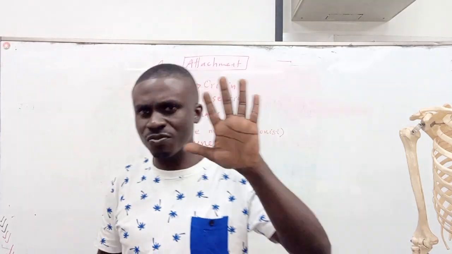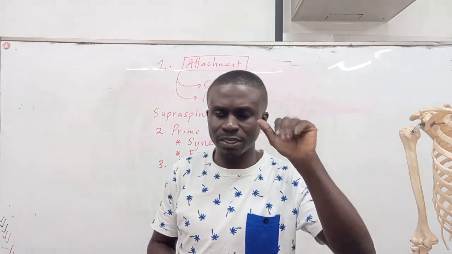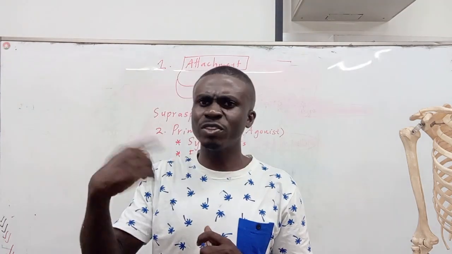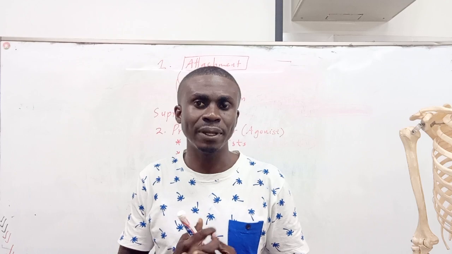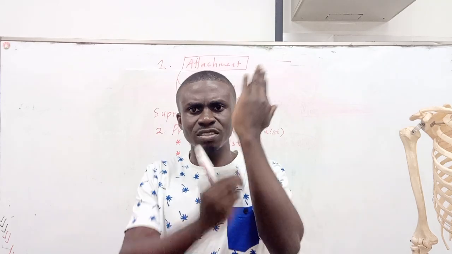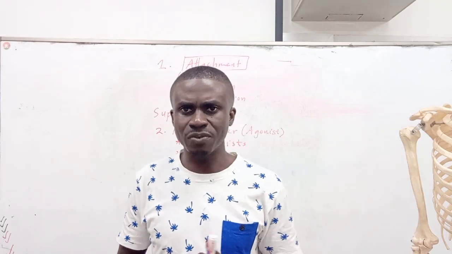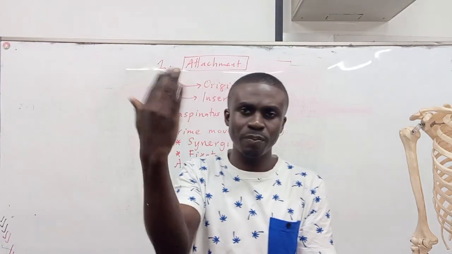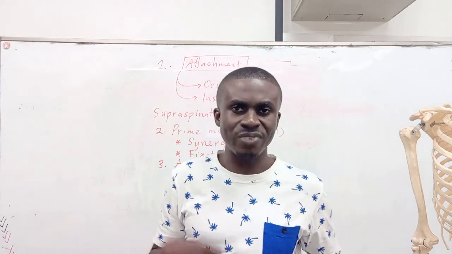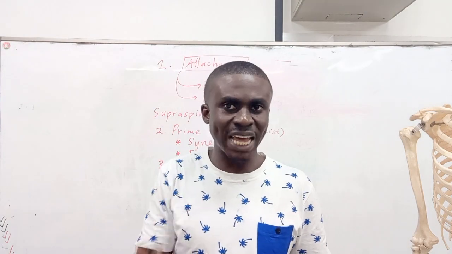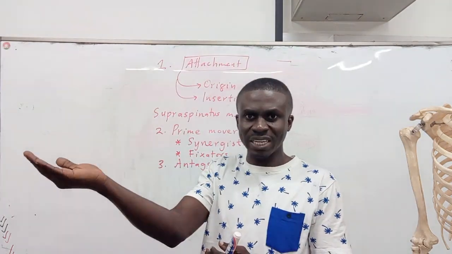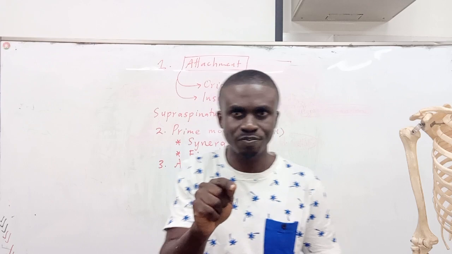Now, if for instance I look at my hand, there are some intrinsic muscles and some extrinsic muscles in there. One of those muscles we call a flexor. Anything which will help me to flex at the wrist joint: flexor carpi ulnaris, I also have flexor carpi radialis. What are they? Both of them are flexors. So they work in synergy.